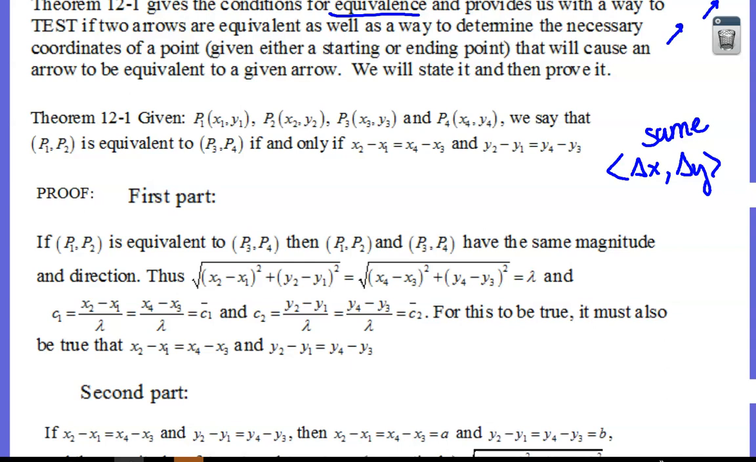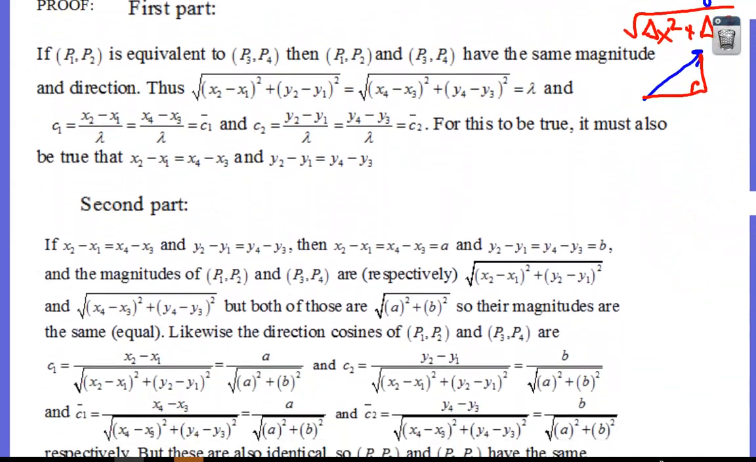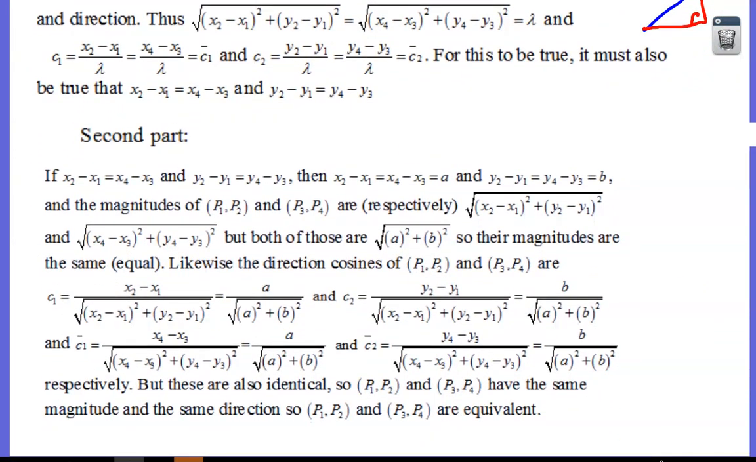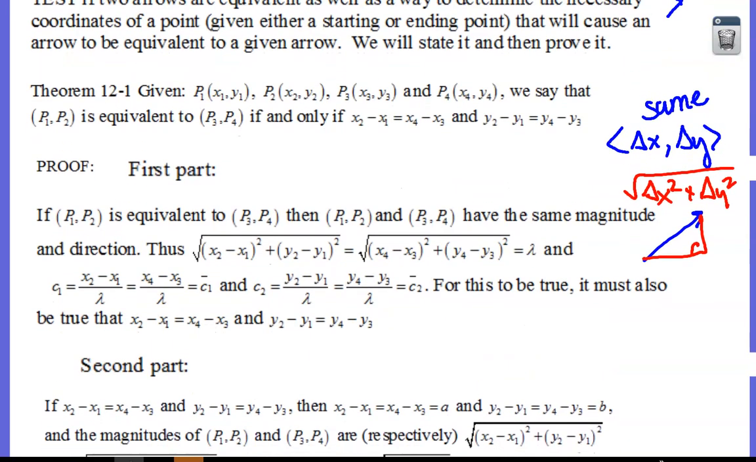and their magnitude would have to be the same. And the magnitude, the length of the vector, is basically that right triangle's hypotenuse. So you would be looking to see if the change in x squared plus the change in y squared, square rooted, is the same for both. Again, if you want to look through the proof, you can, but this is basically what you're looking at. If this is the same, they're going to have the same direction and the same magnitude.